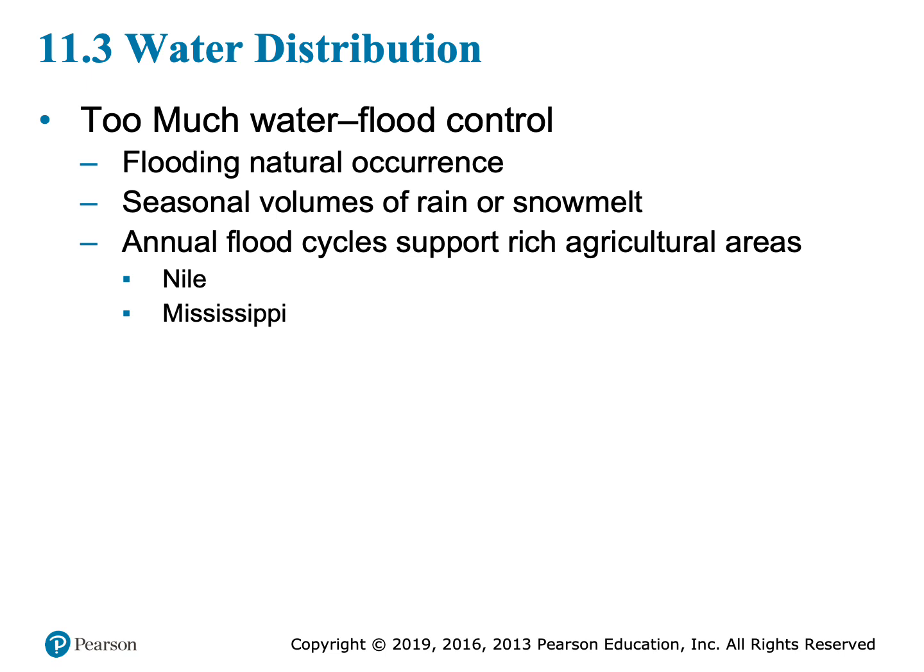We talk about water, and you might think of too much water as floods. So too little water: water is a non-renewable resource, but too much water can cause floods. Flooding is a natural occurrence. There are seasonal volumes of rain or snow melt in many of those biomes we studied. And annual flood cycles can support rich agricultural areas. So when areas flood, such as the Nile or Mississippi, that actually causes nutrients to be dispersed in that flooded area, and also water to be dispersed.